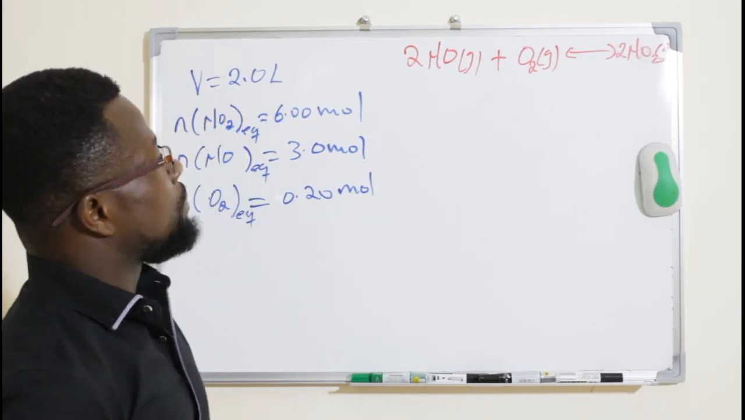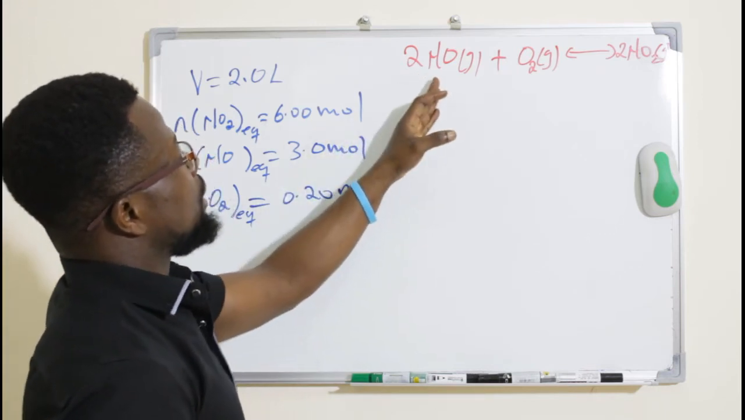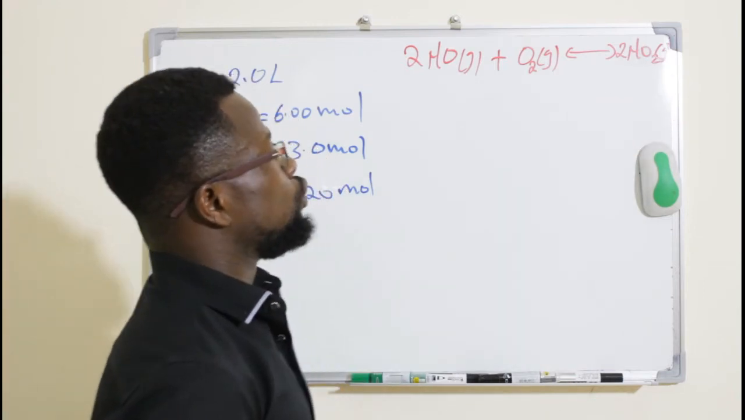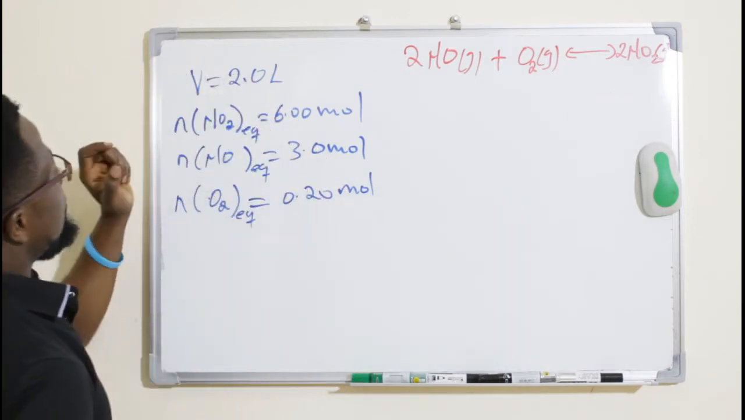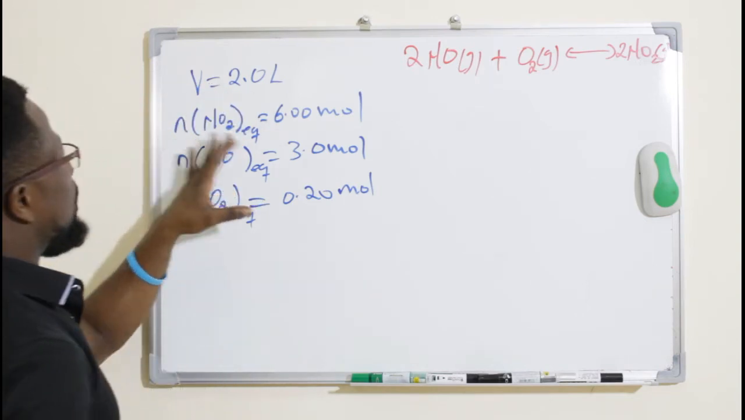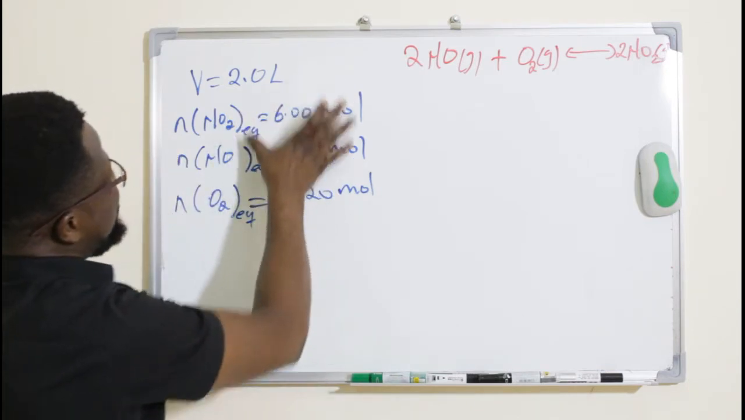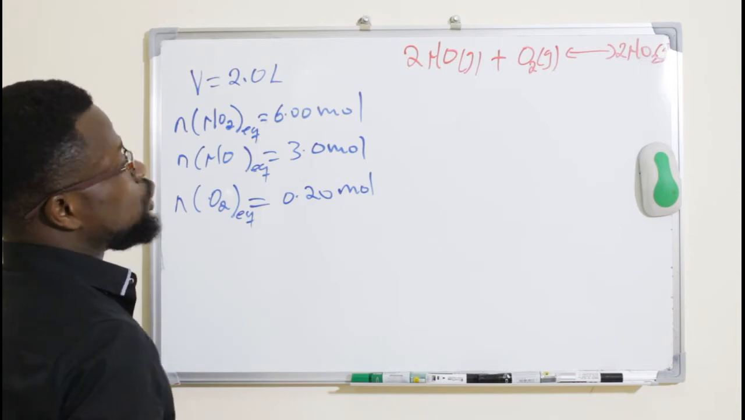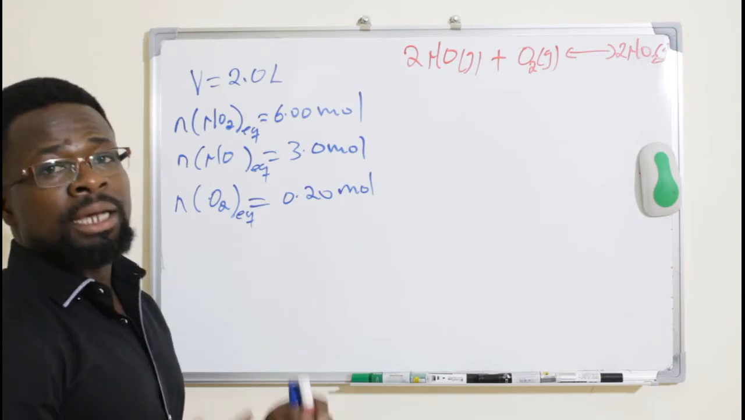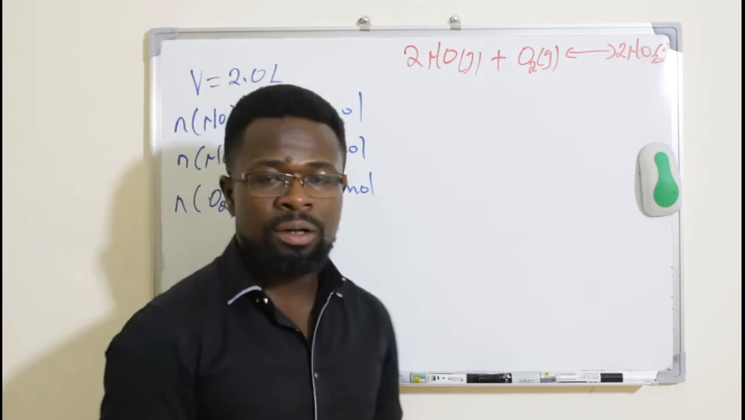Okay, so let's solve the problem right now. This is the equation that we were given. The equation is NO plus O2 giving you NO2. And then the volume is given, and the equilibrium number of moles are given. So we need to convert the equilibrium number of moles of each of these into concentration, so that we can then state the Kc expression, do the substitution, and solve the problem.